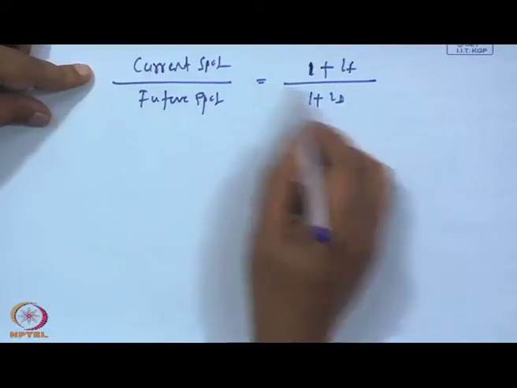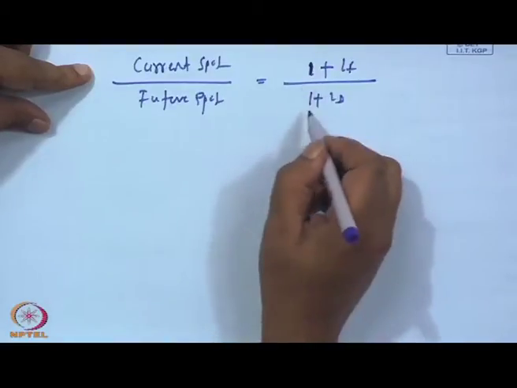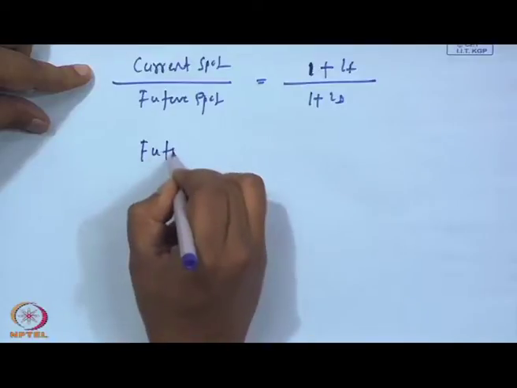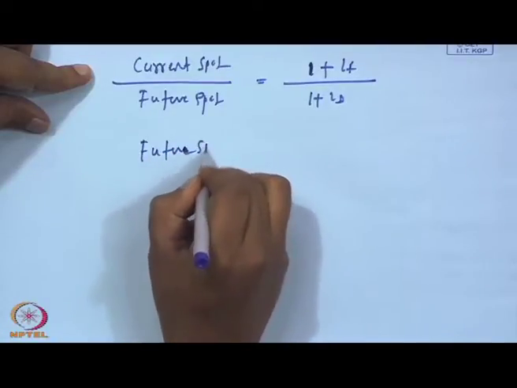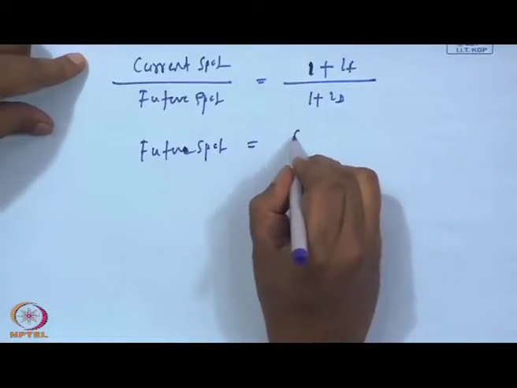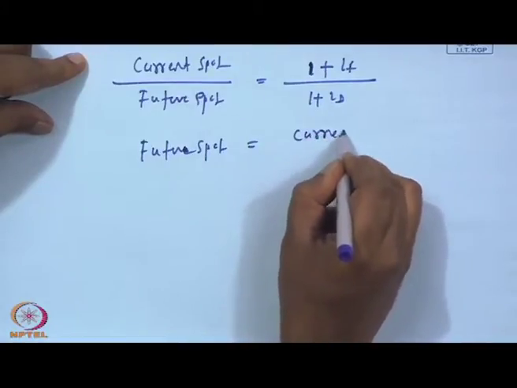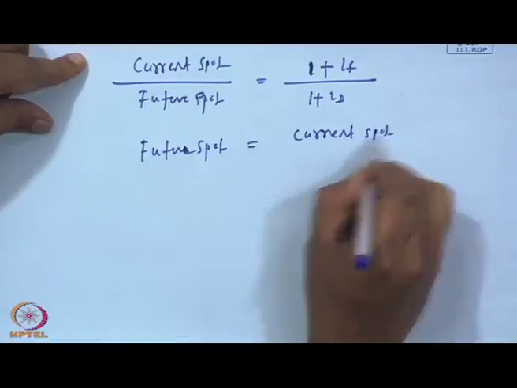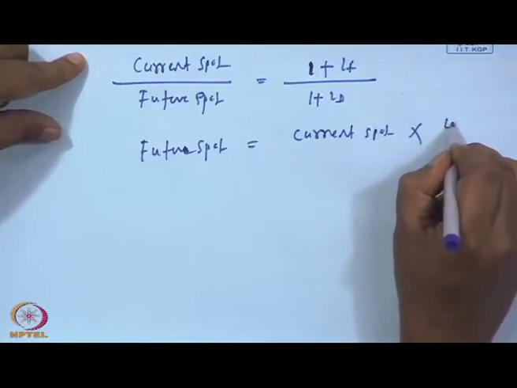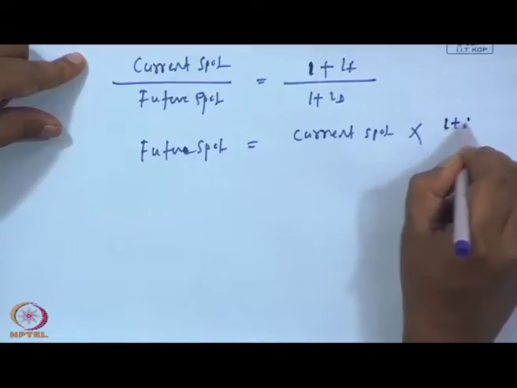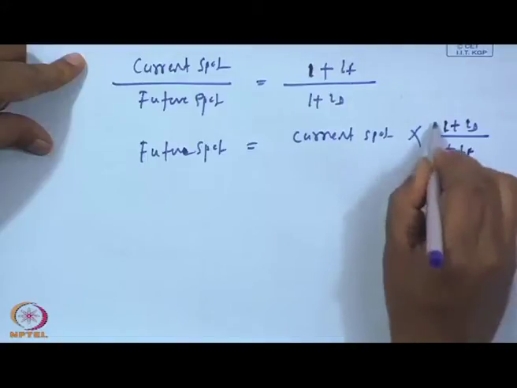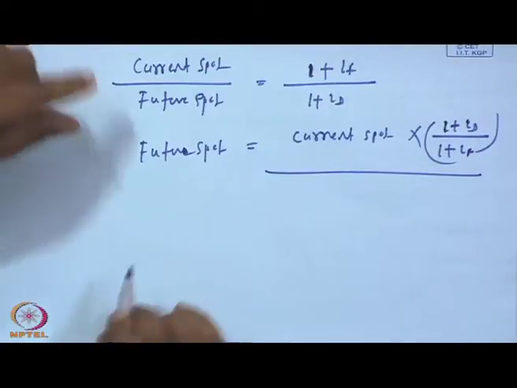Now, if you see it the other way, the future spot will be current spot into 1 plus interest rate domestic divided by 1 plus interest rate foreign. That will be our formula.